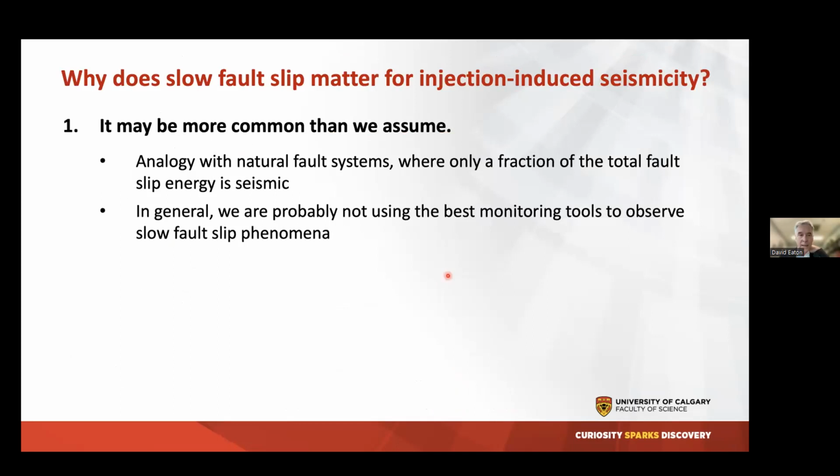So I'll wrap things up then with just a few comments. As I said, I wanted to address why I believe slow fault slip matters for injection-induced seismicity. So my first point is this may actually be more common than we assume. This statement is based on two things. One, analogy with natural fault systems, where we know that only a fraction of the total fault slip energy is radiated seismically. We know that hydraulic fractures behave this way.